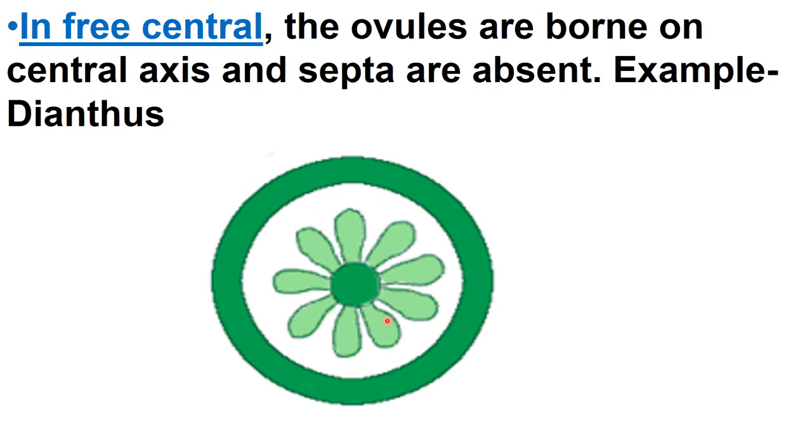How is it different from axial placentation? In axial placentation, the ovary was multilocular, but here the ovary is unilocular. No septa are present here.